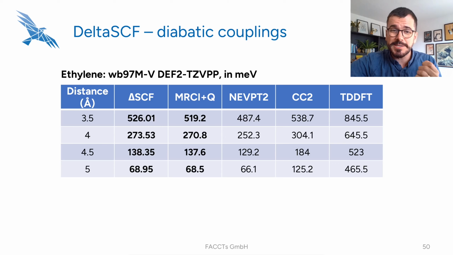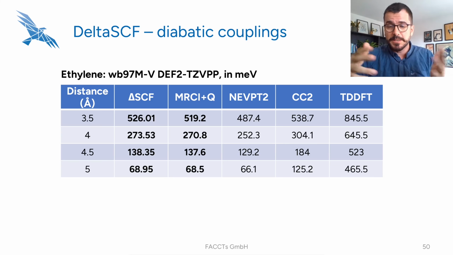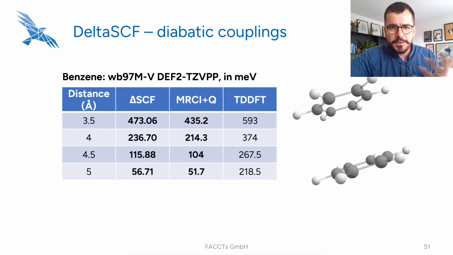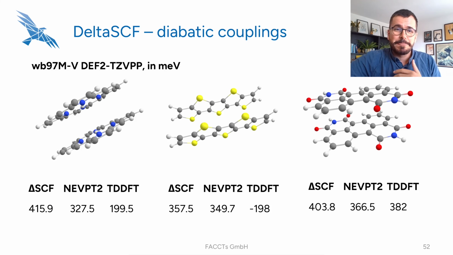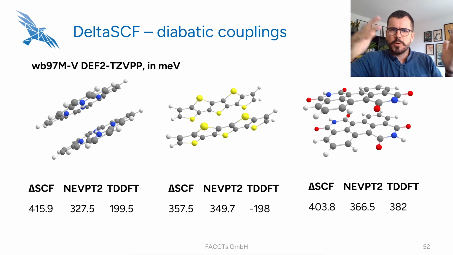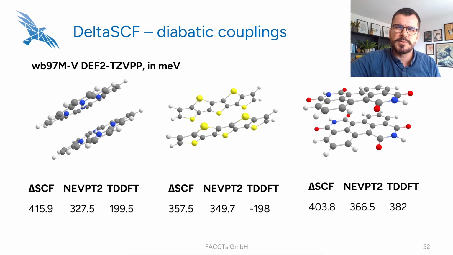And as you can see, the DeltaSCF performs very well with distance, as good as MRCI+Q or NEVPT2, better than CC2, and much better than TDDFT. Another example for a benzene dimer, again, very close to MRCI+Q, surprisingly close to be honest. But we're talking about ORCA, which means you can go really large, and you can take polymers or these photovoltaics and stuff. Here I don't have the MRCI+Q because it's just too large, but you have these NEVPT2 results, and the DeltaSCF gets you almost there at the cost of a ground state calculation.